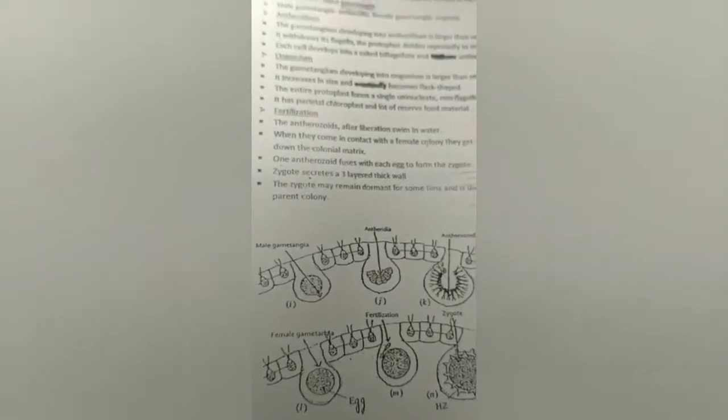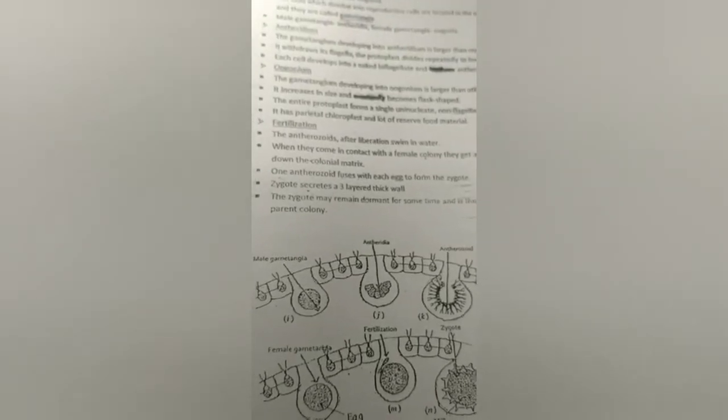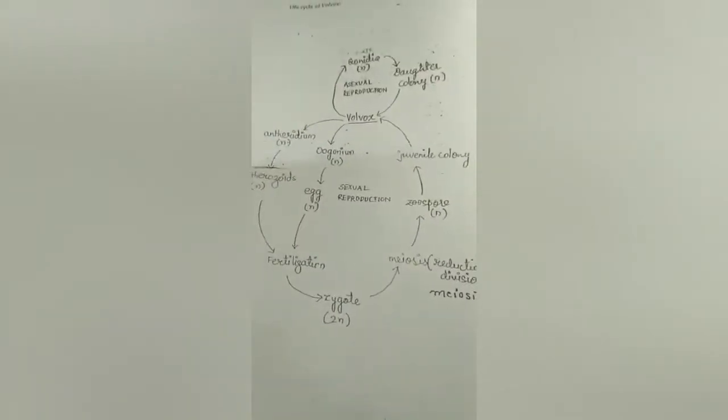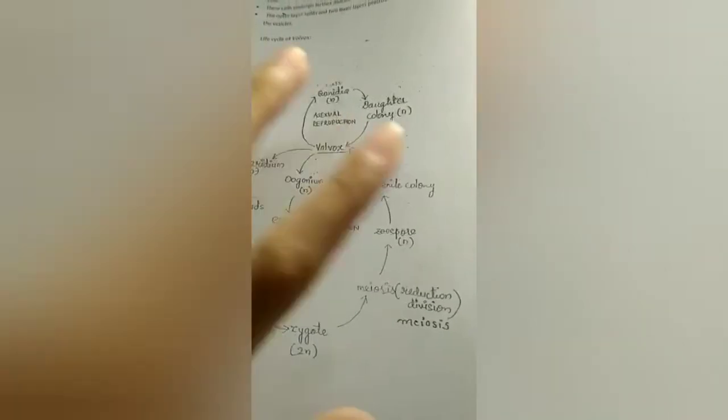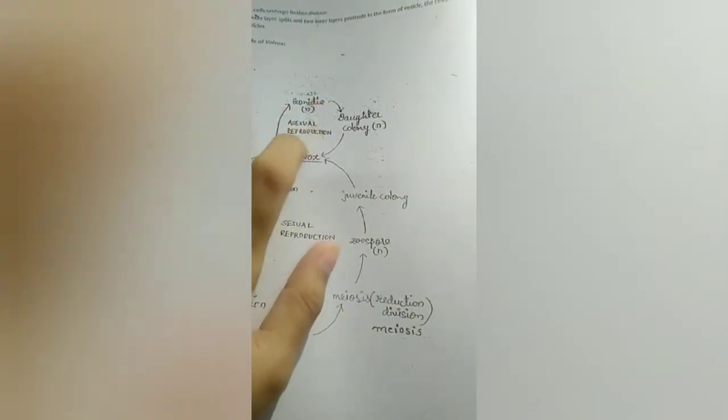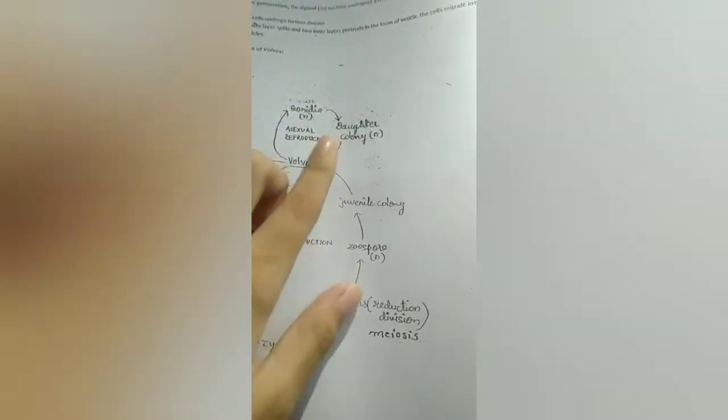This sexual reproduction is explained in a simple way. We can also study it in diagrammatic form, so we can study it easily. This diagram shows asexual reproduction with gonidia. This shows the daughter colony, which divides and forms the Volvox.